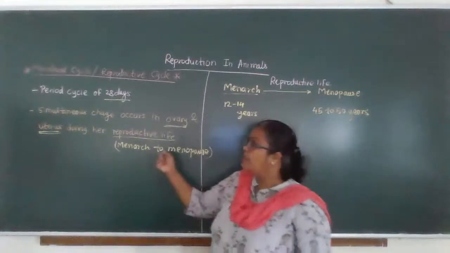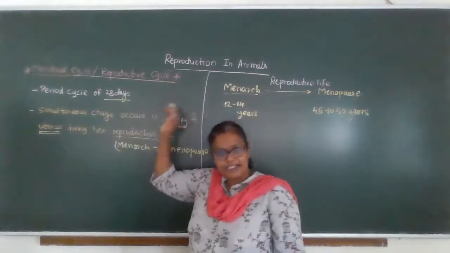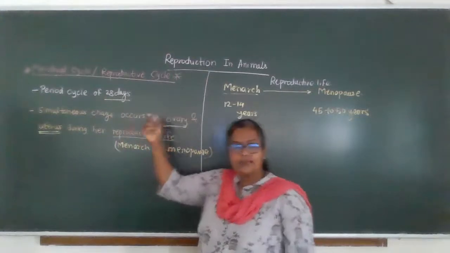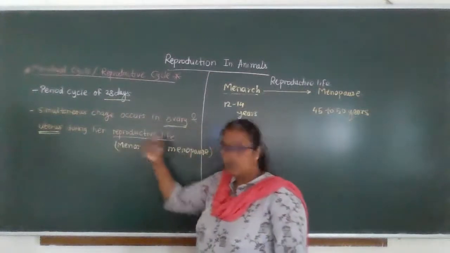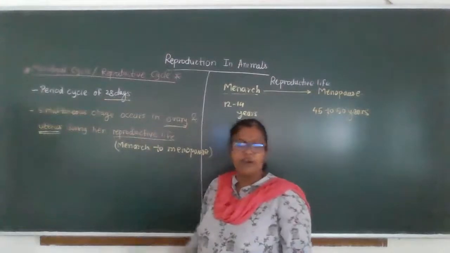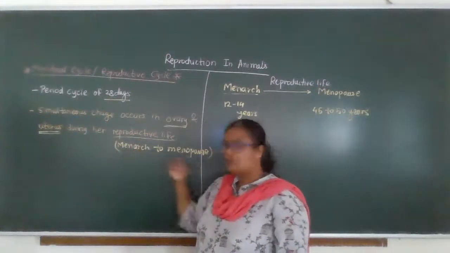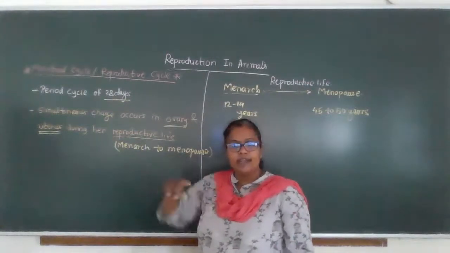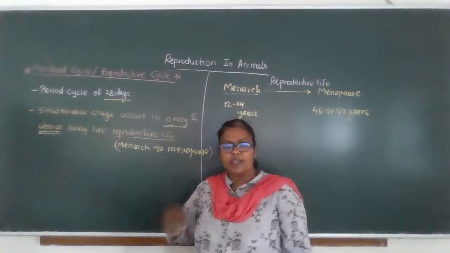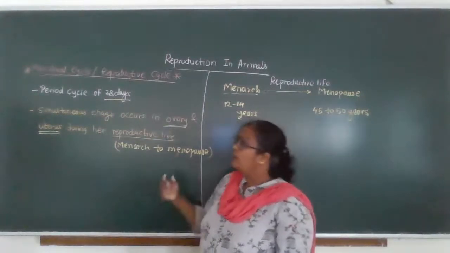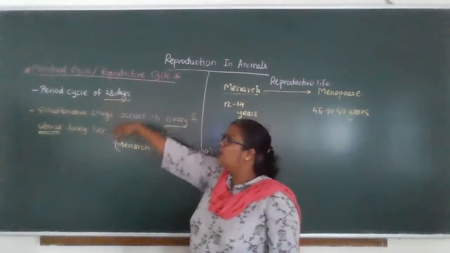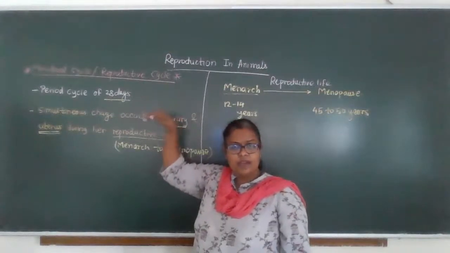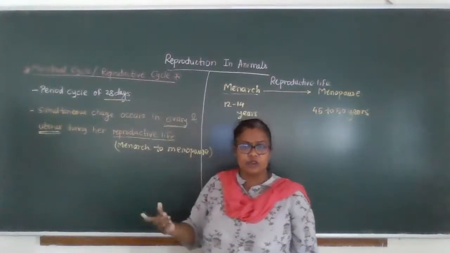Everybody, here is the definition. It's a periodic change that occurs simultaneously in the ovary as well as the uterus or uterine wall during her reproductive life, that is, during menarche to menopause, and it occurs in a cyclic manner. Because of that it is called a reproductive cycle. The menstrual cycle is also called a reproductive cycle.